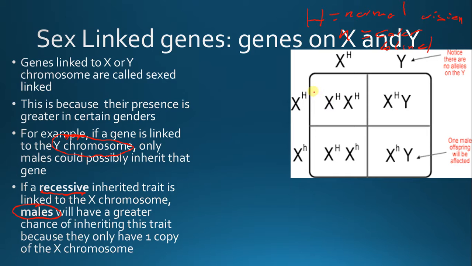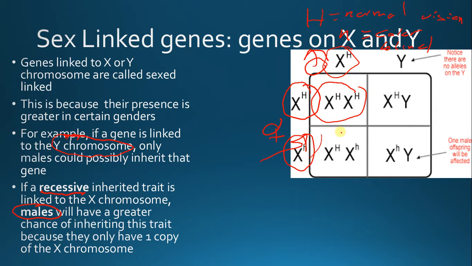And we have a normal vision female and a normal vision male that are going to have children. This female is a carrier, so she has a normal copy of the allele and a recessive copy. Since it's recessive, she would need 2 recessive copies to have the disorder. Here the male has 1 dominant copy, he's not affected. But let's look at the offspring.